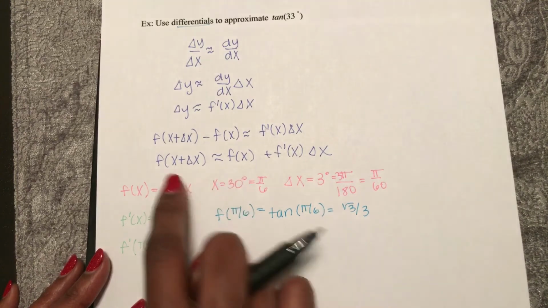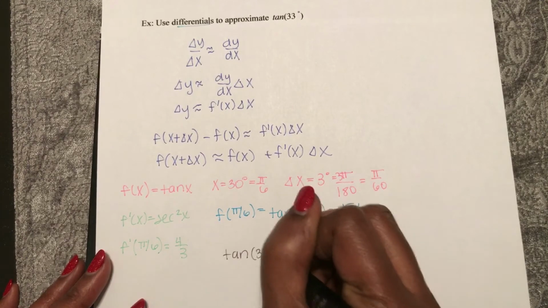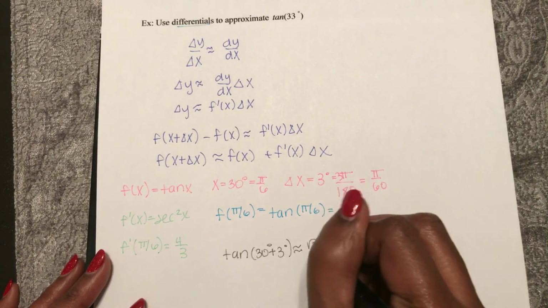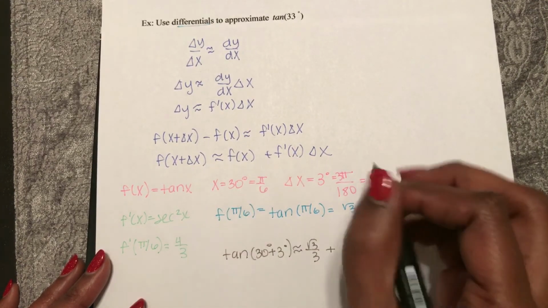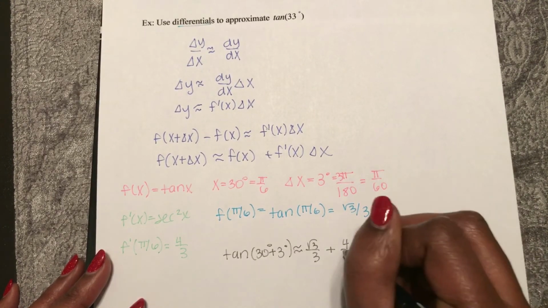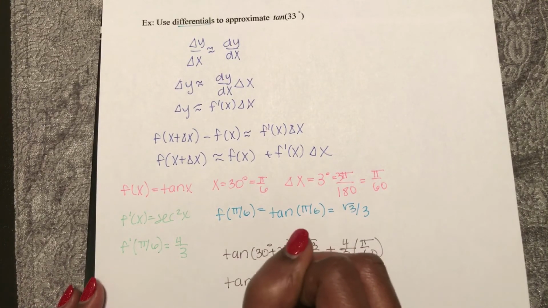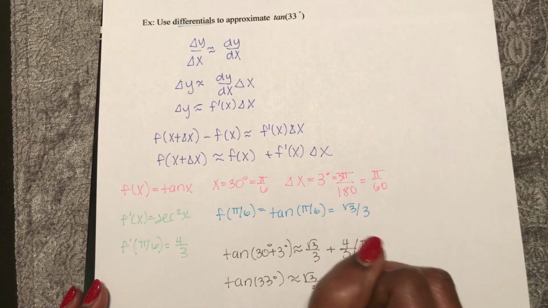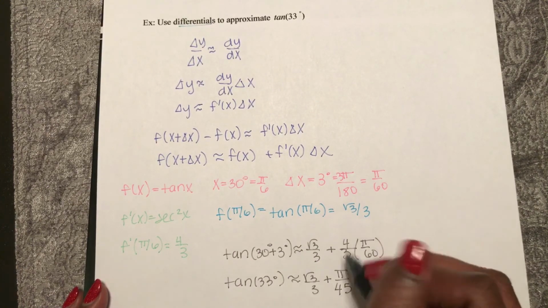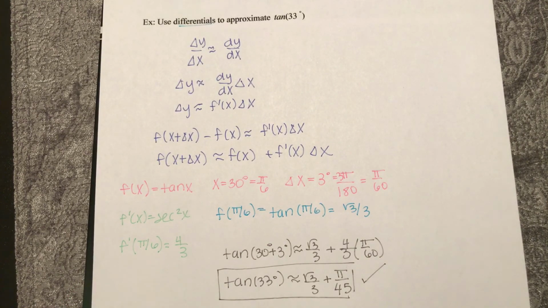But f of x plus delta x, tangent of 30 plus 3 degrees, is approximately f of x, which is square root 3 over 3, plus f prime of x, 4/3, times delta x, pi over 60. So that simplifies to be tangent of 33 is approximately square root 3 over 3 plus pi over 45, which we already checked previously is the appropriate approximation.